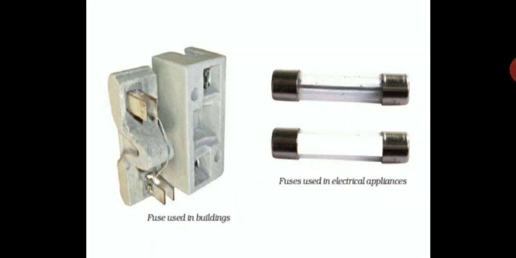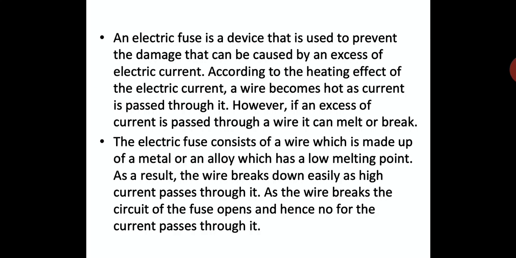So let us see what an electric fuse is. You can see the fuse used in buildings on the left hand side, and the fuse used in electrical appliances on the right hand side. Let us have a detailed study about the fuse. An electric fuse is a device that is used to prevent the damage that can be caused by an excess of electric current. According to the heating effect of electric current, a wire becomes hot as current is passed through it. However, if an excess of current is passed through a wire, it can melt or break.